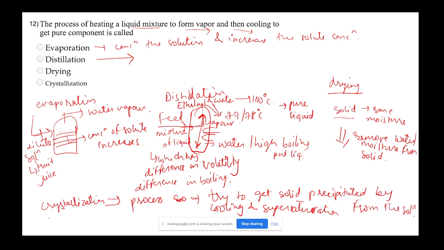Say for example, if you have a sugar solution, and you dissolve excess of sugar in water. Now if you cool down the solution by keeping it in a refrigerator, then what will happen, you may observe some amount of crystals of sugar in that solution. So that is nothing but the crystallization process, where you try to solidify or precipitate the solute which is present in the solution.